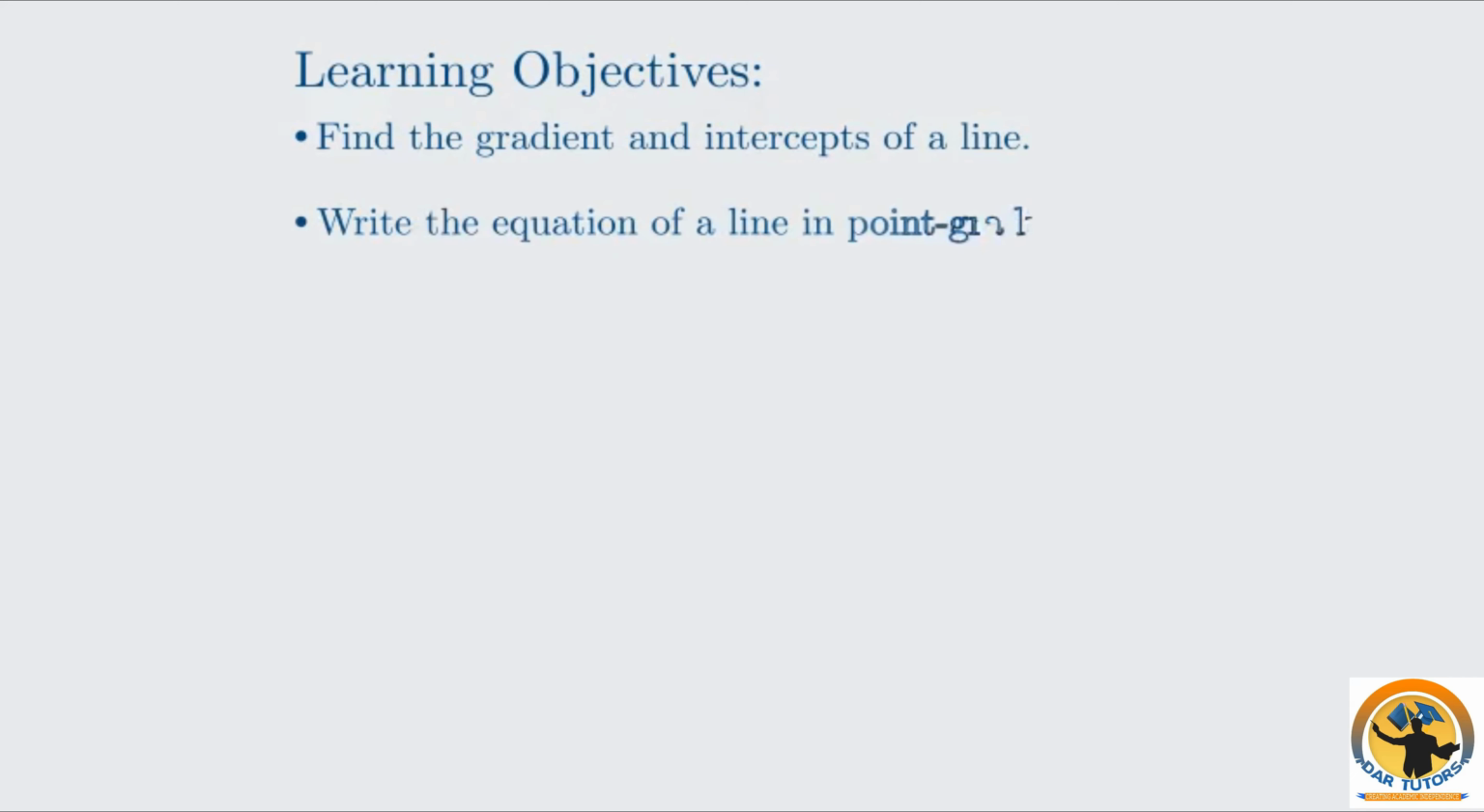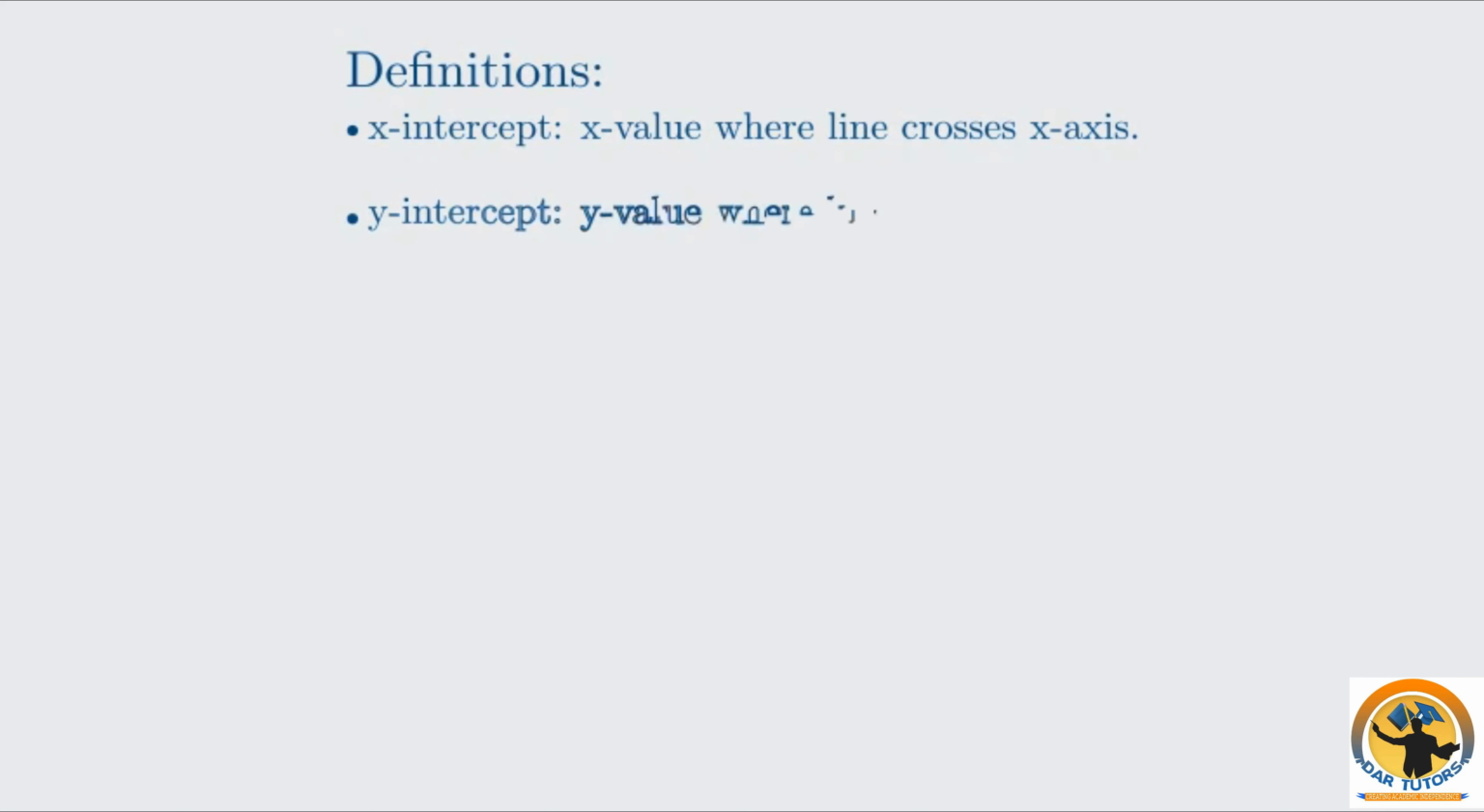By the end of this scene, you will be able to find the gradient and intercept of a line and write its equation in point gradient form. First, the x-intercept is where a line crosses the x-axis, and the y-intercept is where it crosses the y-axis. The gradient, often denoted by m, measures the steepness of the line. You can find it using any 2 points on the line, (x1, y1) and (x2, y2). The formula is rise over run, or (y2 minus y1) divided by (x2 minus x1).